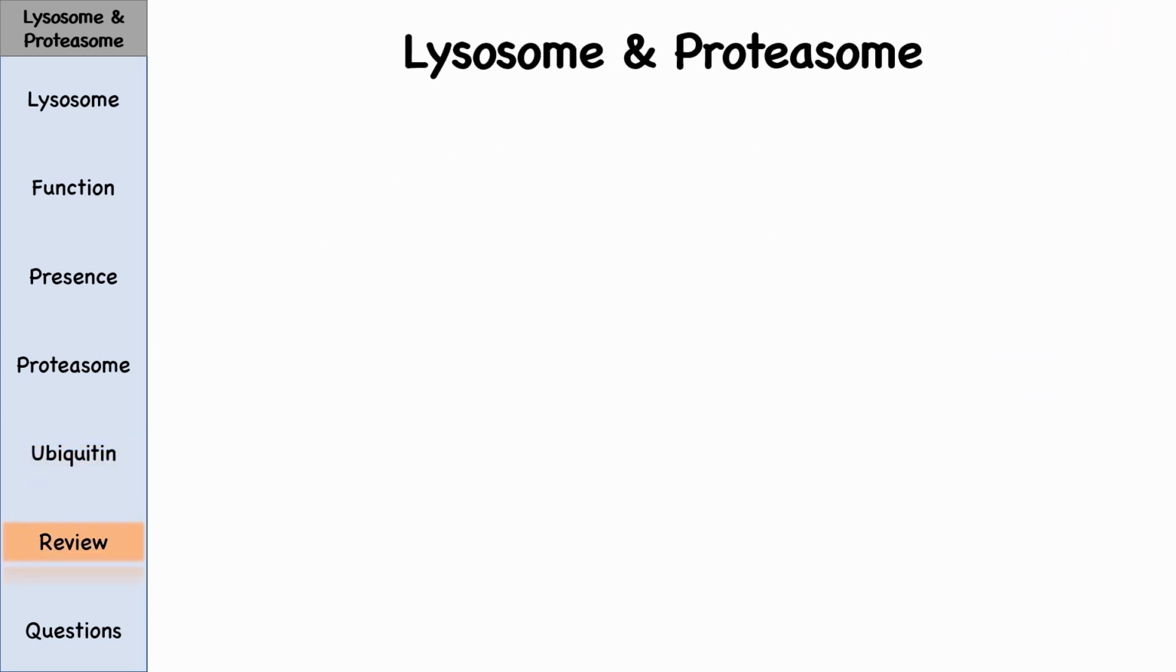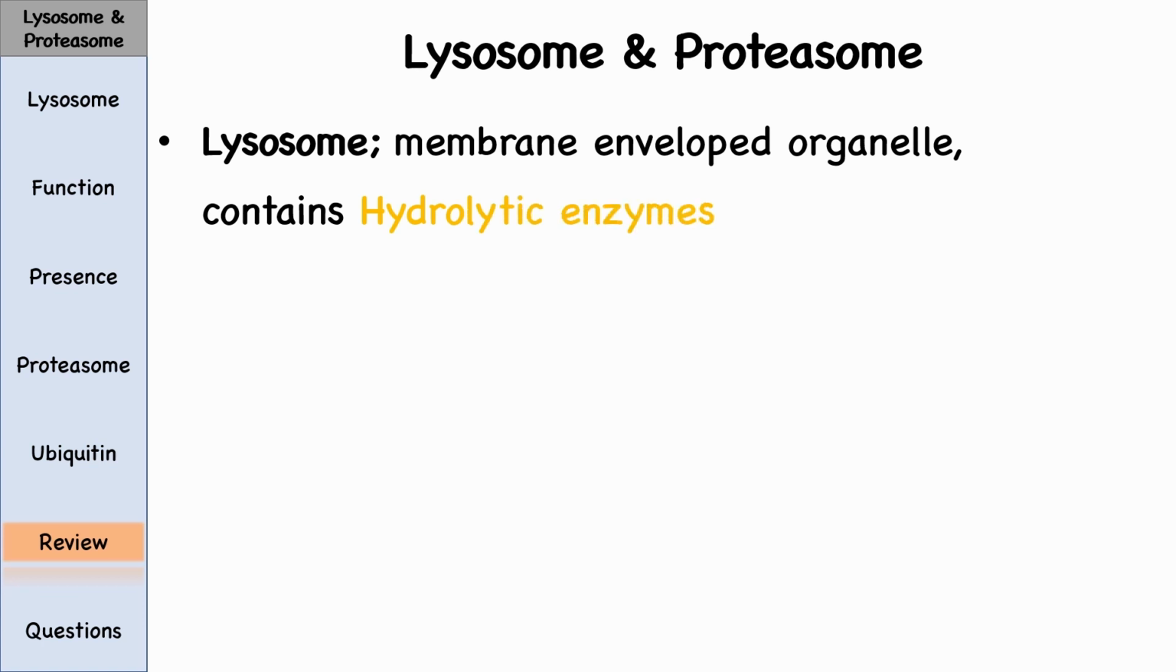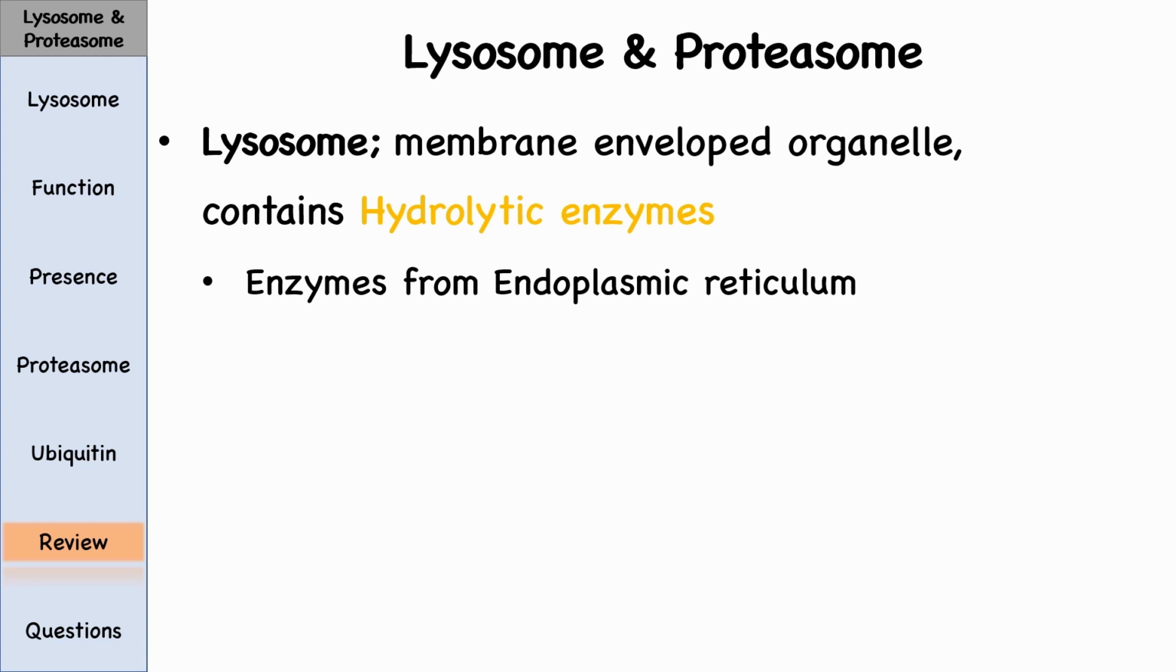Now let's do a quick review of the main information. The lysosome is a membrane-enveloped organelle that contains hydrolytic enzymes inside. Its function is to degrade substances, from disposing of waste to destroying foreign particles. Lysosomes receive their enzymes from the endoplasmic reticulum and provide them with an acidic environment with a pH of 5, suitable for the degrading enzymes to work.